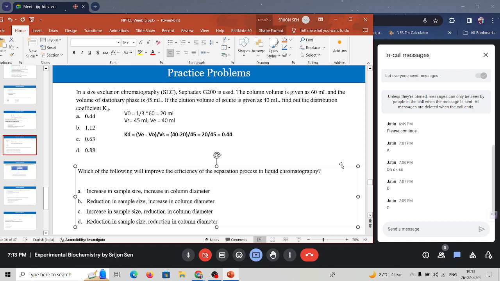Which of the following will improve the efficiency of separation in liquid chromatography? So to improve the efficiency of separation in liquid chromatography, what do we need to do? Increase the sample size, increase the column diameter. Reduce the sample size, increase the column diameter. Increase the sample size, reduce the column diameter. Or reduce the sample size, reduce the column diameter.